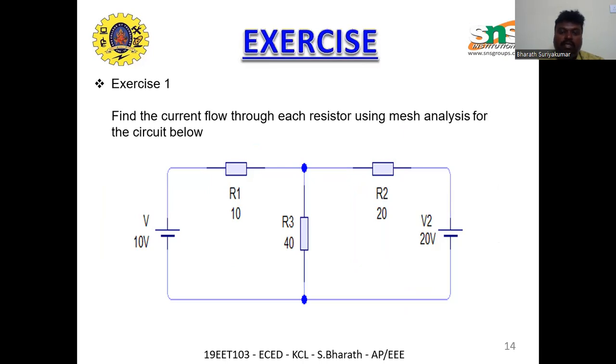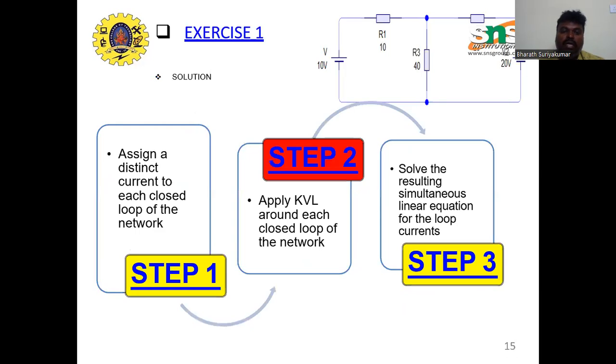What is mesh analysis? Mesh analysis is otherwise also called loop analysis. What are the three steps involved in mesh analysis? Assign a distinct current to each closed loop of the network. Apply KVL around each closed loop of the network. Solve the resulting simultaneous linear equations for the loop currents.